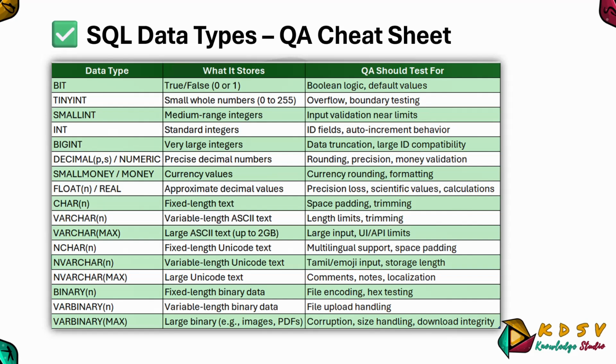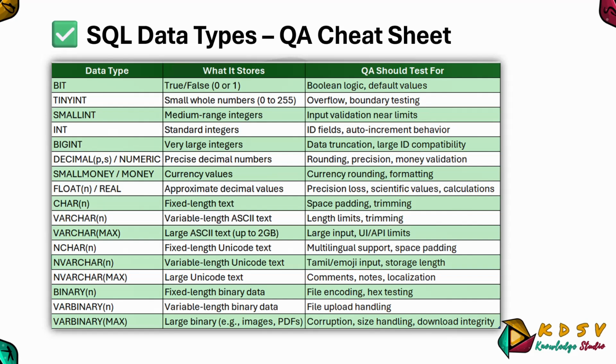nchar, it's a fixed length Unicode field. This supports multiple languages. And in a similar way, nvarchar, this is the variable length Unicode text field. Here you can store different languages, emojis, and we need to make sure that storage length also works perfectly. And nvarchar max is large Unicode text, this is used for comments, notes, and localization related data.